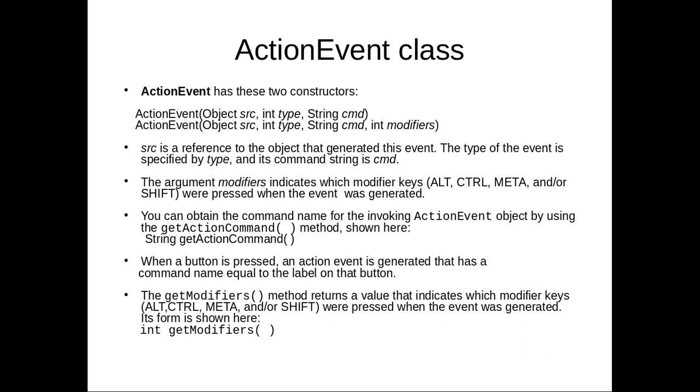You can obtain the command name of the invoking ActionEvent object by using the getActionCommand method. That means cmd is the action command and you will get it by using getActionCommand. When a button is pressed, an ActionEvent is generated that has a command name equal to the label on that button. The getModifiers method returns a value that indicates which modifier keys were pressed when the event was generated. Its form is shown here: int getModifiers.